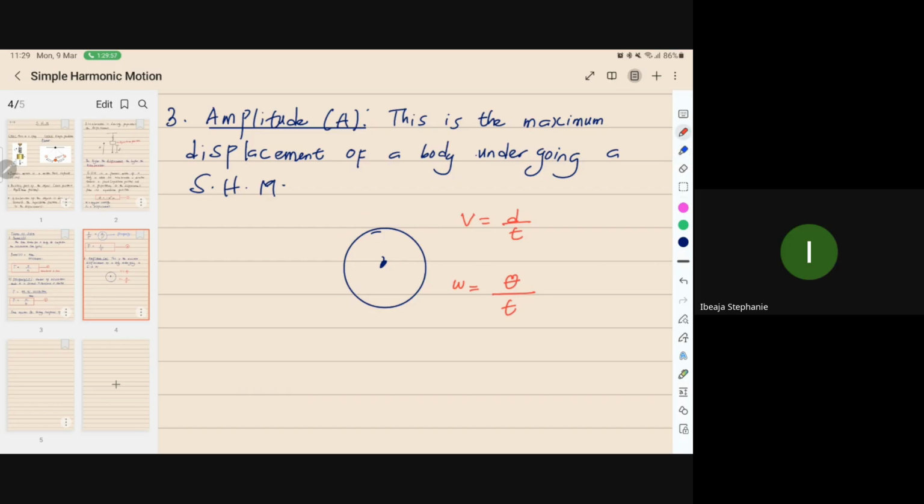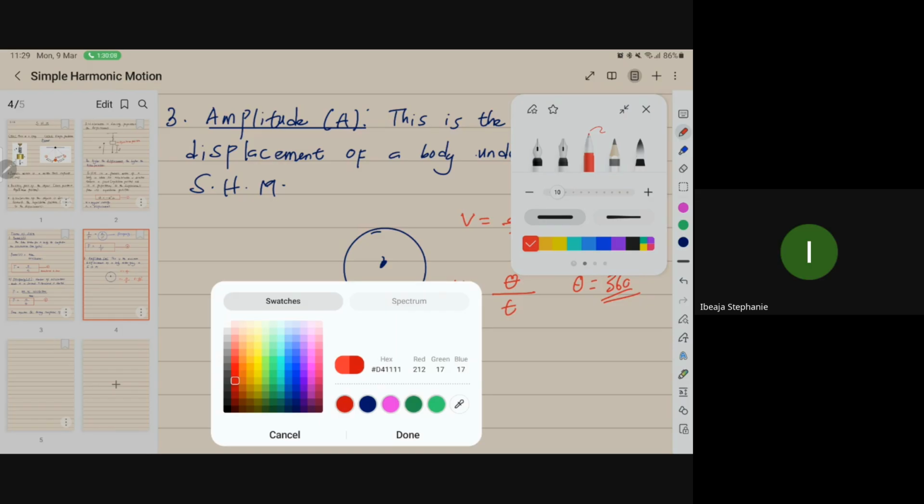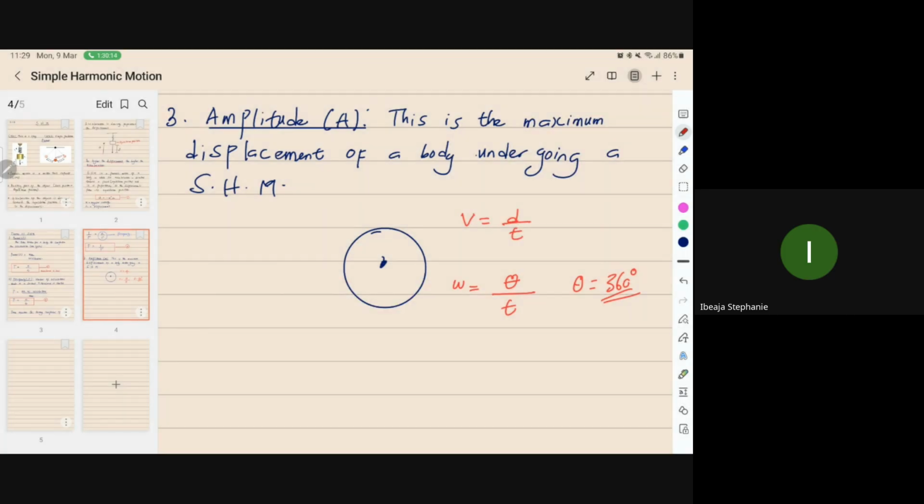Now, if you complete one cycle, your theta is equal to 360 degrees. But in physics, we don't like making use of degrees. We make use of radian. So in radian, 360 degrees is equal to 2 pi, because 180 degrees will give you 1 pi. So that means that theta is equal to 2 pi. That's the angular displacement when you complete a cycle for a full circle. Is that okay, guys? Does that make sense, everybody? You've seen the difference between your linear velocity and angular velocity. Beautiful.